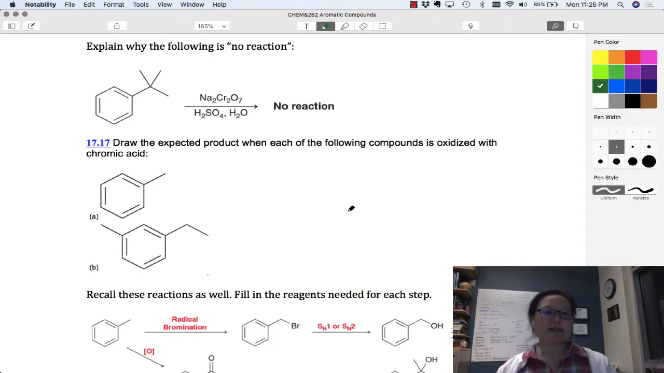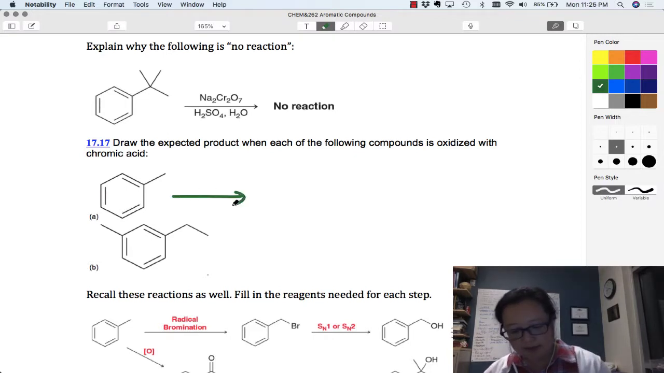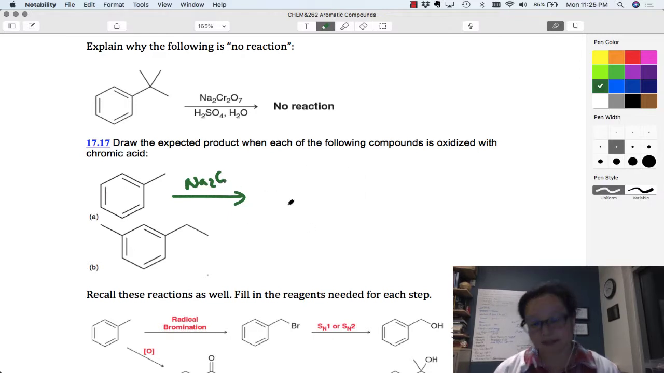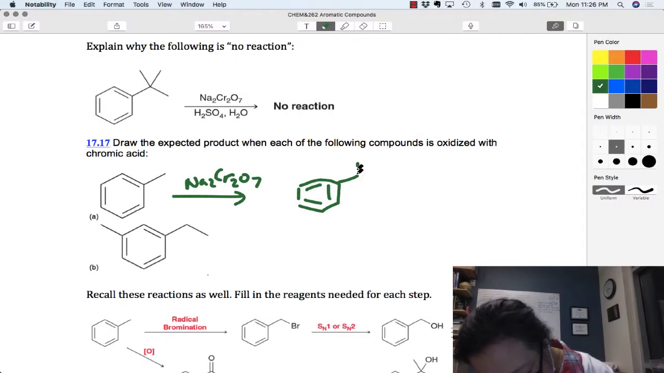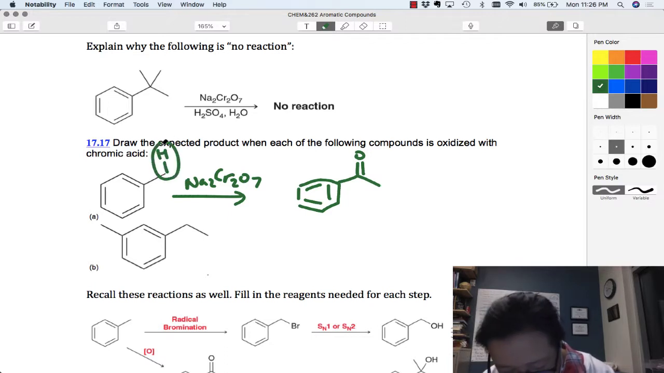All right, so let's practice with that. I'd like you guys to take a look. If you use benzene and you use these reagents, Na2Cr2O7, sodium dichromate, what will be the product that you get at the end? For each one of these, as long as you have an H present right here, a benzylic hydrogen, you can do an oxidative cleavage.